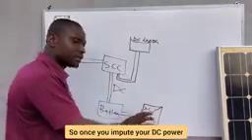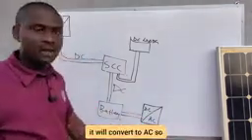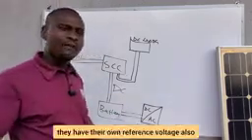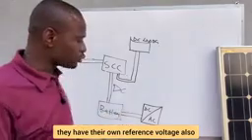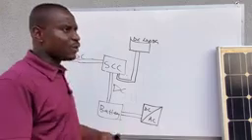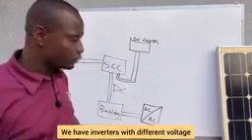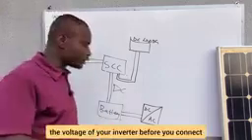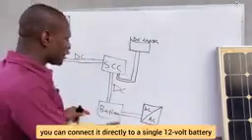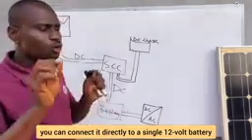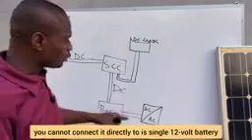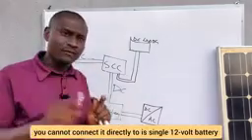So once you input your DC power, it will convert to AC, so that it will be able to power your AC loads. Now, the inverters also have their own reference voltage. We have 12 volt inverters, we have 24 volt inverters, we have 48 volt inverters. So you need to know the voltage of your inverter before you connect it to the batteries. Now, if it is a 12 volt inverter, you can connect it directly to a single 12 volt battery, because it is a 12 volt inverter. But if it is a 24 volt inverter, you cannot connect it directly to a single 12 volt battery.